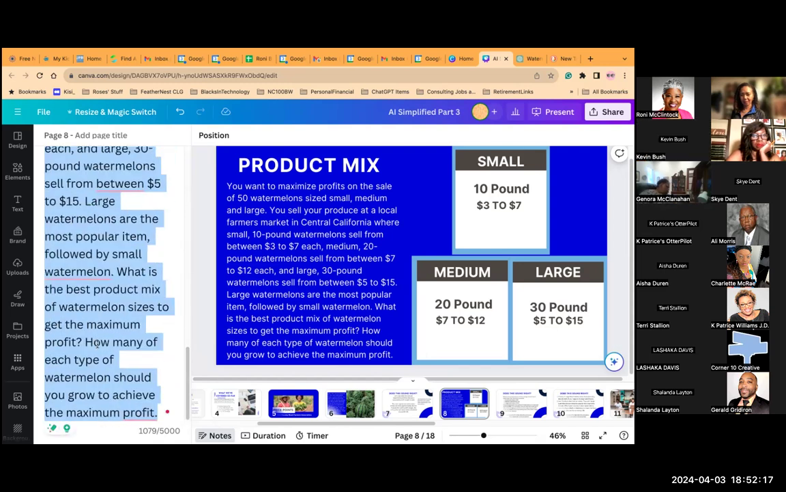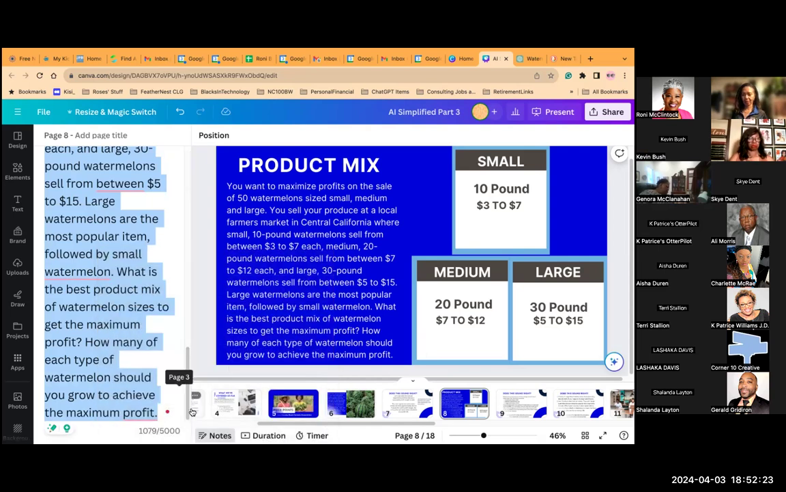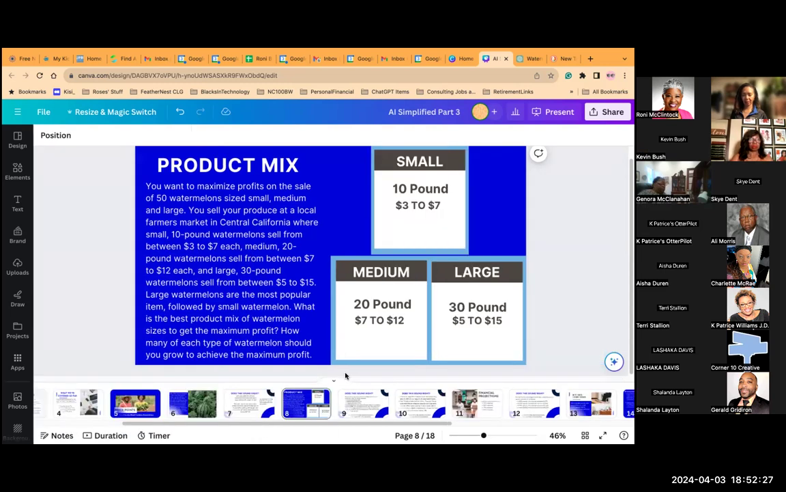Okay, so now we've said, all right, I'm growing watermelons. This is how many I have. This is how many I can grow in this space. This is the amount of space I have. What's the best mix to get the maximum profit? And how much should I charge? How much of each type should I grow to get the best profit? Does that sound like something that would be good to know?